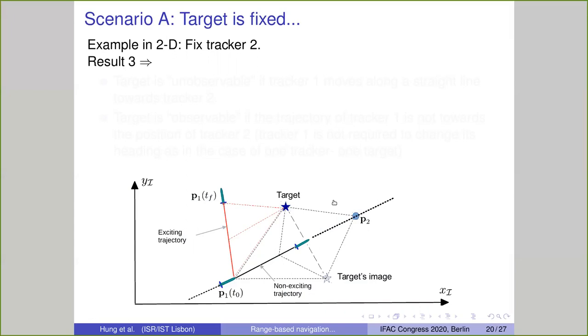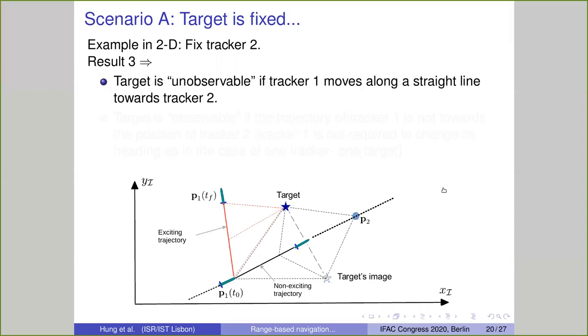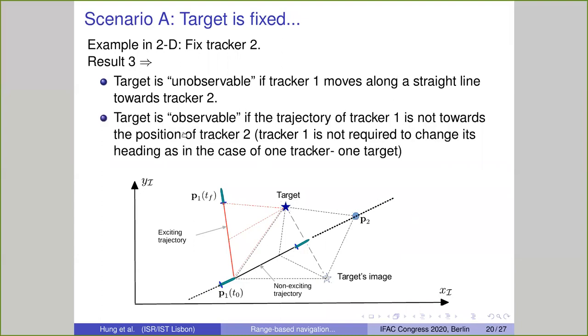Consider an example in 2D. Suppose that we fix tracker 2. This result implies that the target is unobservable if tracker 1 moves along a straight line toward tracker 2. And the target is observable if the trajectory of tracker 1 is not directed toward the position of tracker 2. So here we see that if tracker 1 moves toward the position of tracker 2, there will exist an image of the target reflected across the trajectory of tracker 1, right? So we cannot distinguish the target and the target's image.